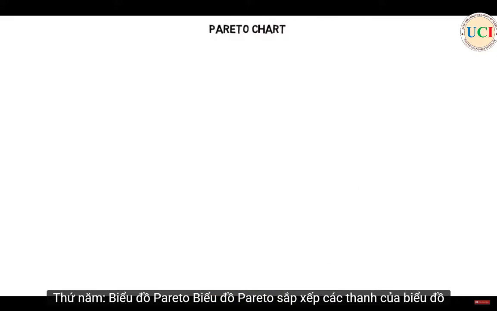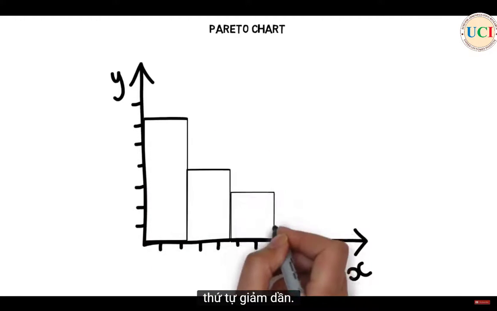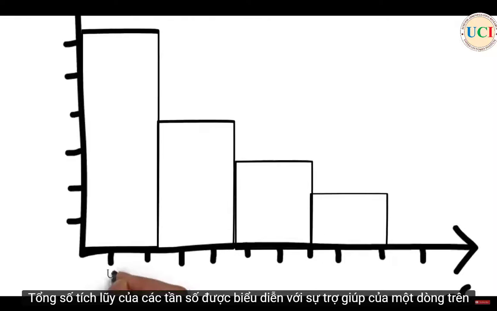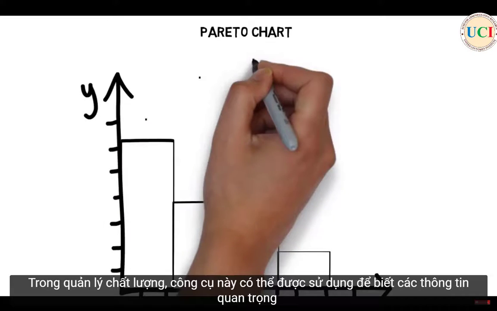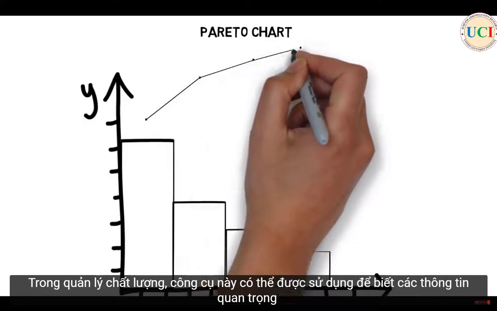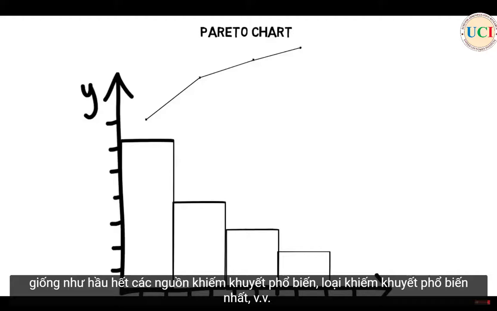Fifth, Pareto Chart. Pareto Chart arranges the bars of the histogram in descending order. The cumulative total of the frequencies is represented with the help of a line above the bars. In quality management, this tool can be used for knowing important pieces of information, like most common sources of defects, most common type of defects, etc.